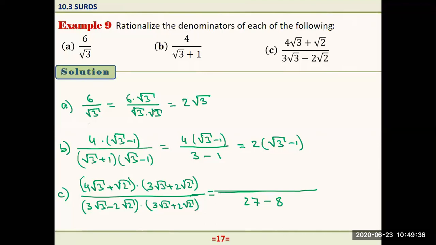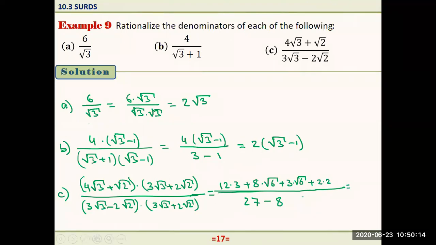Multiply this by this. 4 times 3, it is 12 times square root of 3 times square root of 3, that is 3. Okay. Plus, multiply this by this. 4 times 2, it is 8 times square root of 3 times square root of 2, that is square root of 6. Plus, square root of 2 times 3 times square root of 3, that is 3 square root of 6, right? And plus 2 times square root of 2 times square root of 2, that is 2 times 2.